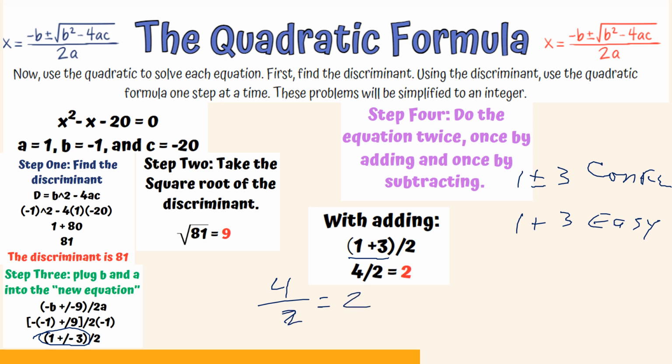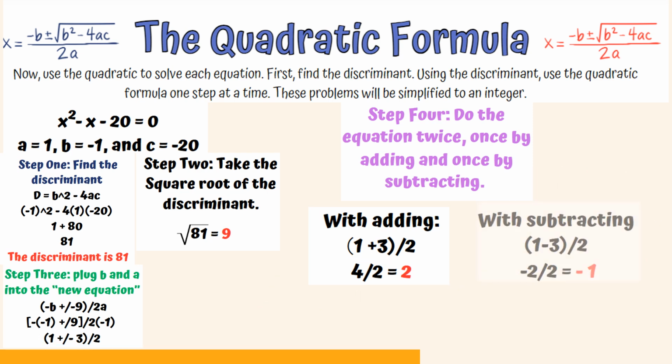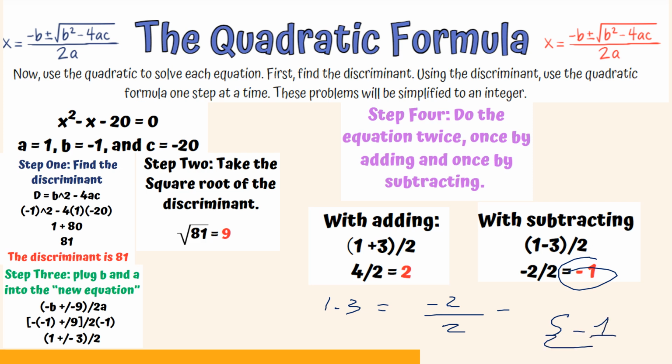Now we're going to do it the second time with subtracting. We're going to do 1 minus 3. We're going to do this part first. Whatever the answer is, we're going to divide by 2. So it's subtracting. We did 1 minus 3, which gave us -2. -2 divided by 2 is -1. So our solution is -1, 2.